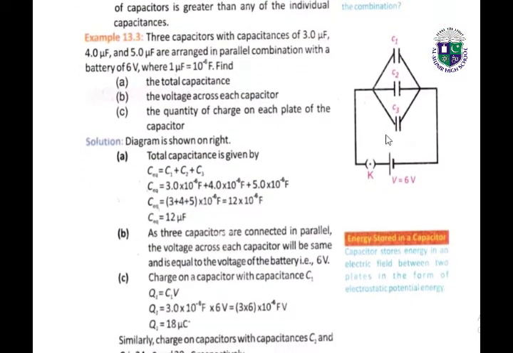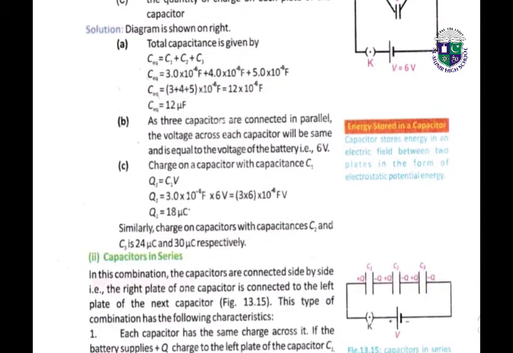Now example number 13.3, look at the statement of example number 13.3. Three capacitors with capacitances of 3.0 microfarad, 4.0 microfarad and 5.0 microfarad are arranged in parallel combination with a battery of 6 volts, where 1 microfarad is equal to 10 to the power minus 6 farad. Find the total capacitance and also find the voltage across each capacitor. Also find the quantity of charge on each plate of the capacitor. So this figure shows the statement of example number 13.3. The diagram is on the right hand side.